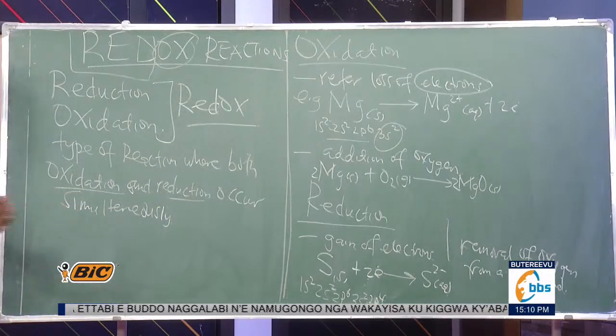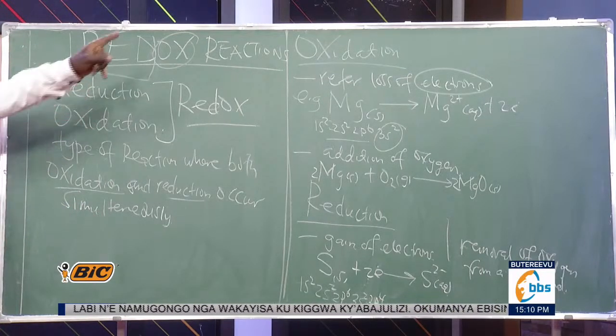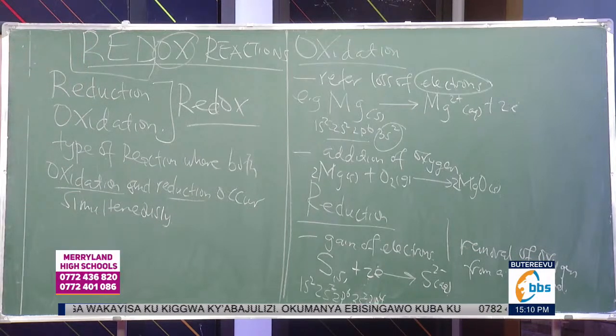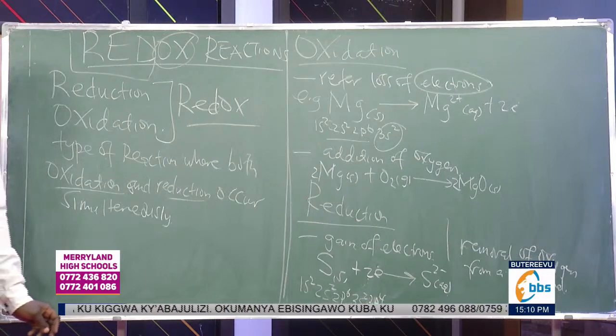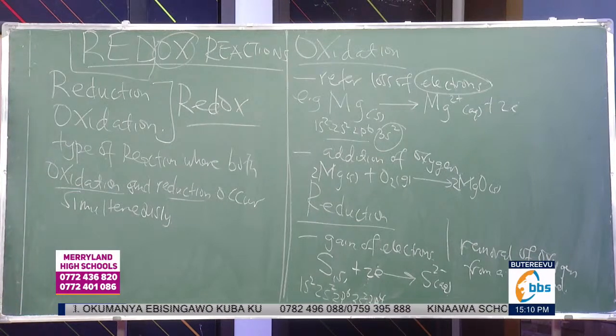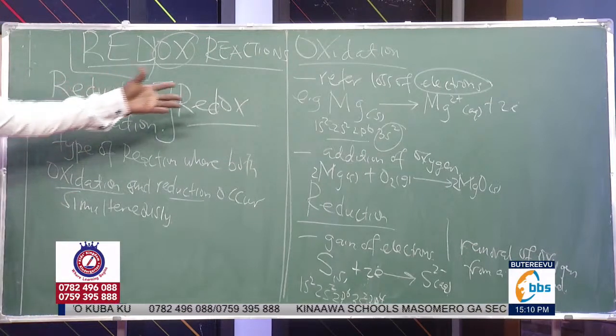So that's what we call redox. Before we look at redox, we have defined oxidation as loss of electrons in metals. Then for non-metals, that's gain of electrons for reduction. For A levelers, I think now they're wondering why I'm wasting their time. But of course, this is an introduction.